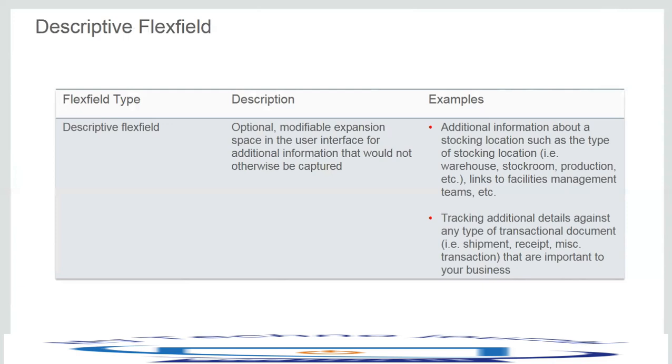To take examples, as you could see here, in case you want to capture the type of stocking location, that is the warehouse, the stock room, the production, etc., linking to the facility and links to the facilities management team. And we could also use this for tracking additional details against any type of transactional document like shipment, receipt, miscellaneous transaction, etc., that are very important to the business.